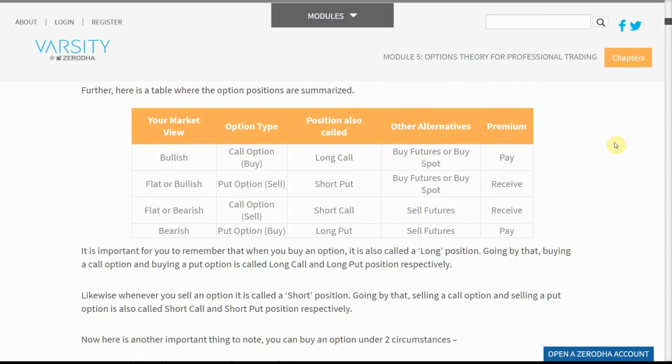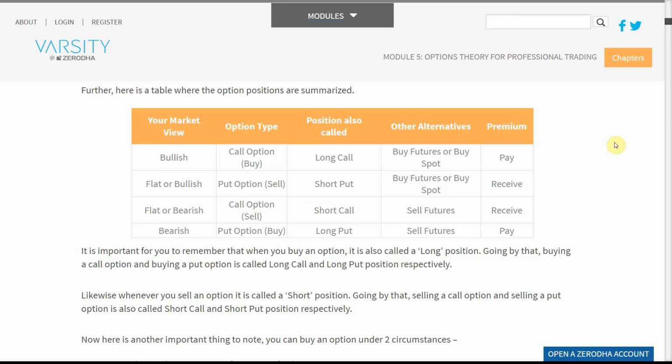Your market view, option type, position, also called, other alternatives, premium: bullish, call option, buy, long call, buy futures or buy spot, pay. Flat or bullish, put option, sell, short put, buy futures or buy spot, receive. Flat or bearish, call option, sell, short call, sell futures, receive. Bearish, put option, buy, long put, sell futures, pay.